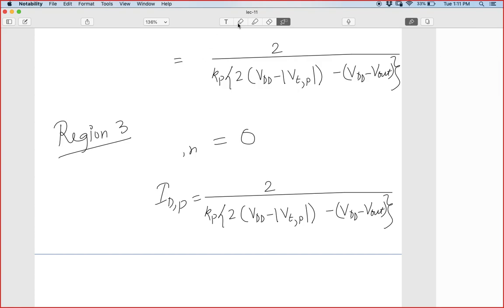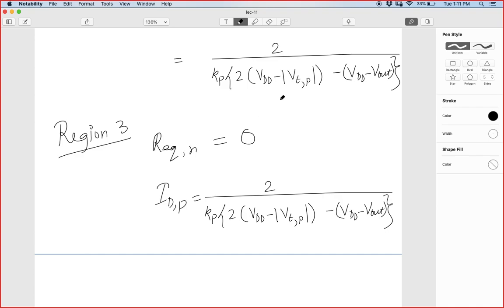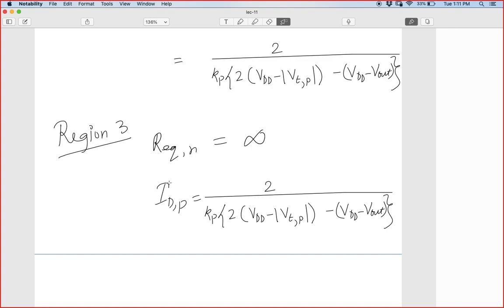Sir, here it's IDN only. Region 3, it's IDN zero, and the resistance is infinity. Yeah, that's right. I'm just correcting it.